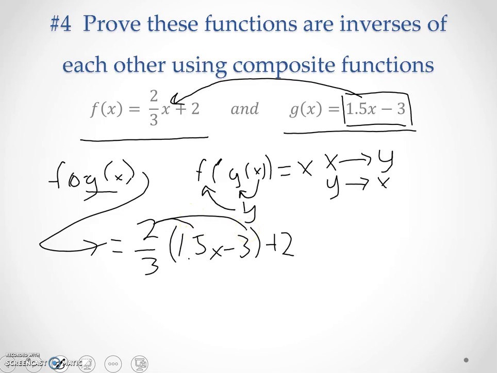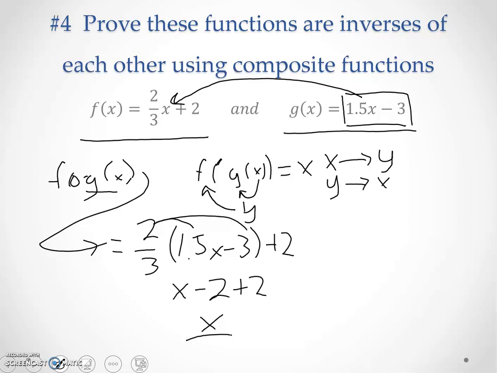2/3 of 1.5 is just 1x. 2/3 times -3 is -2, plus 2. And that does give me x. So whatever I stick in for this function, it's going to map itself back onto what I originally started with, which means they're inverses. And I could do this with specific numbers as well.